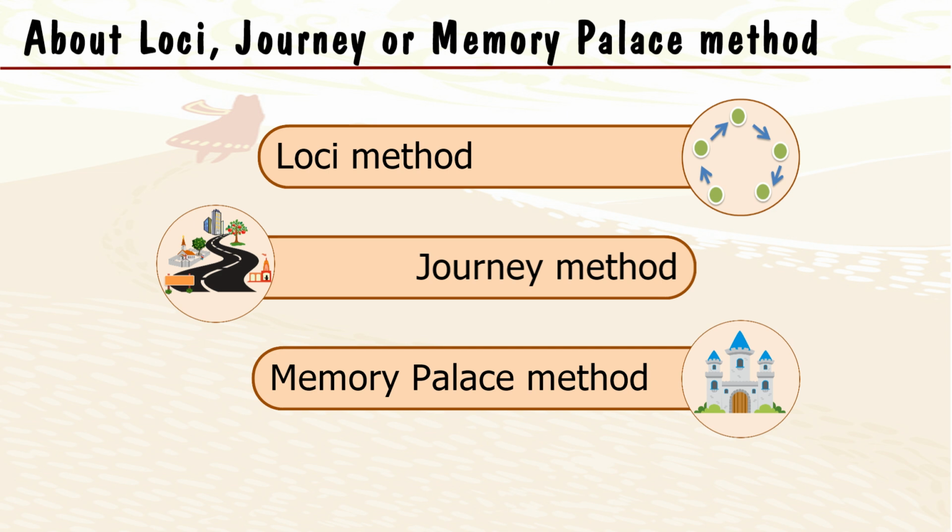I personally prefer to call it the journey method. In this method, instead of choosing prefixed visual pegs, we choose real-life pegs or points we see in our routine. How? We shall soon see.